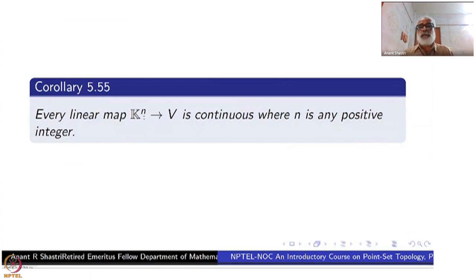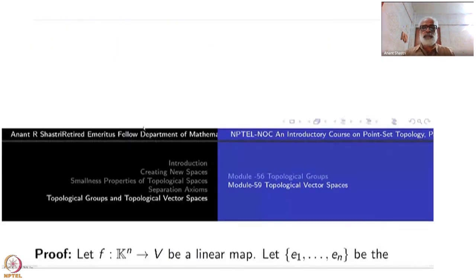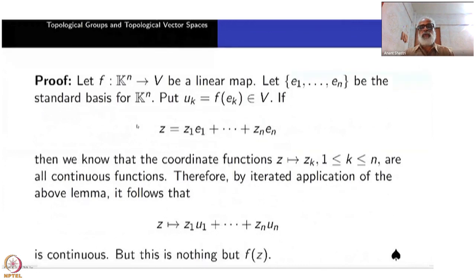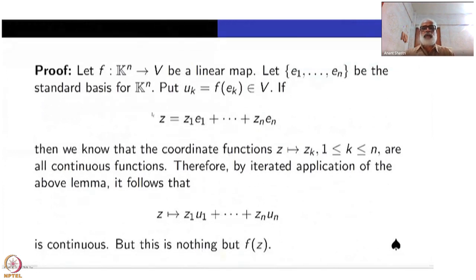It says that K^n, which is nothing but a finite dimensional vector space over K, then every linear map is continuous. Understand the importance of this. If you replace this by an arbitrary topological vector space, then it makes sense, but it will not be true. The proof is easy, similar to what we do for Rn and so on.